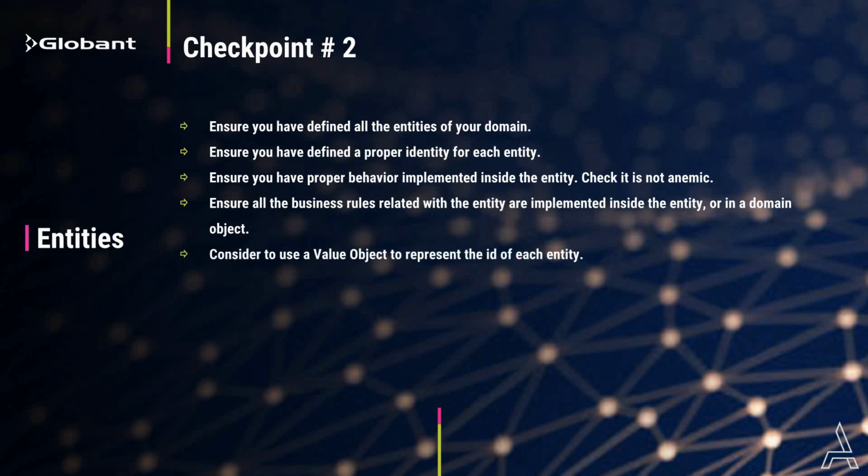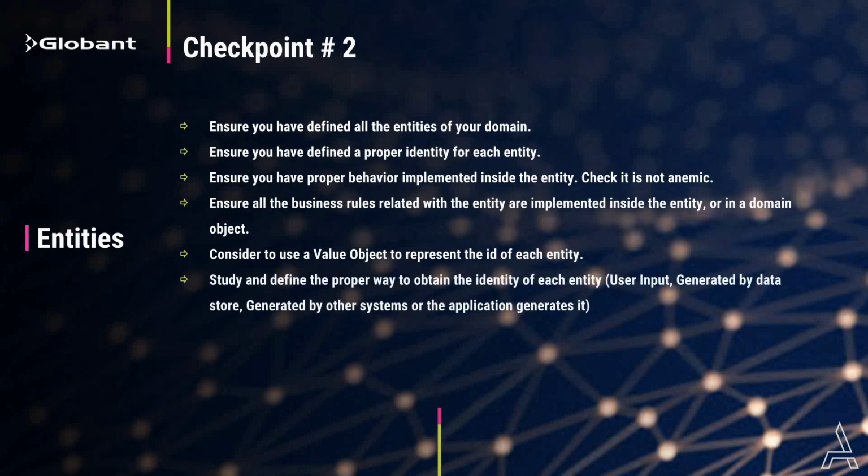Consider using a value object to represent the ID of each entity. Study and define the proper way to obtain the identity of each entity: if it's going to be sent as a user input, if it's going to be generated by the store, if it's going to be generated by other systems, or if it's going to be generated by the application.